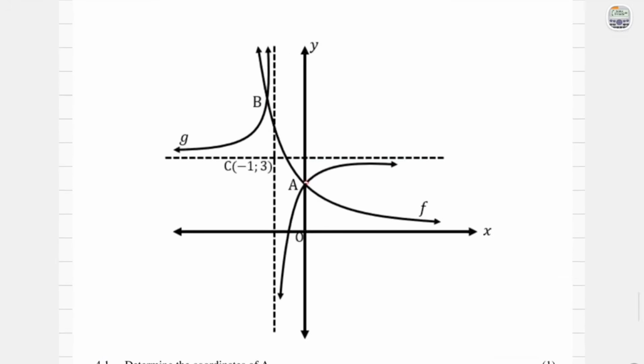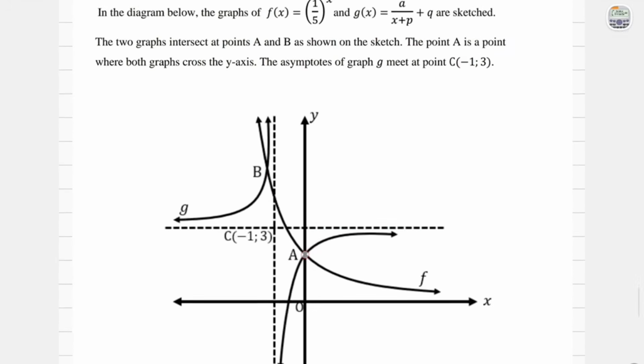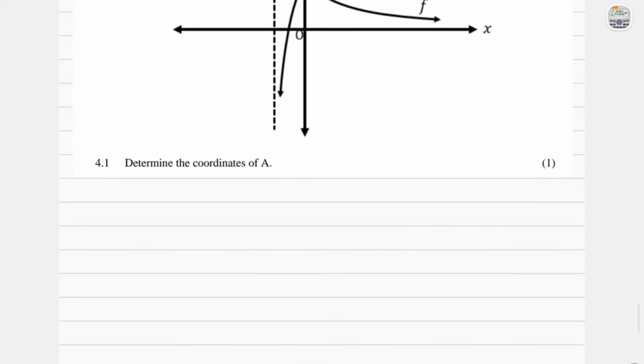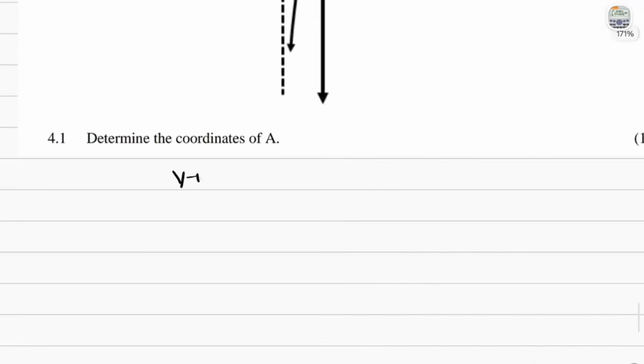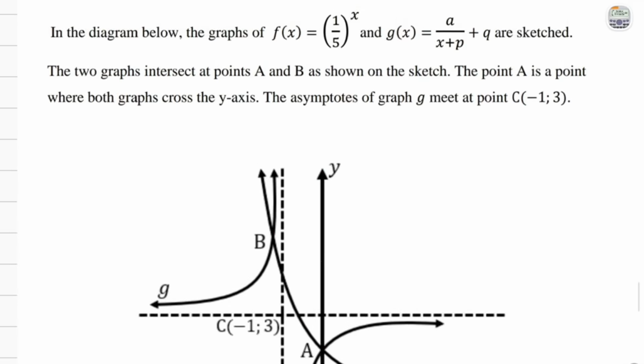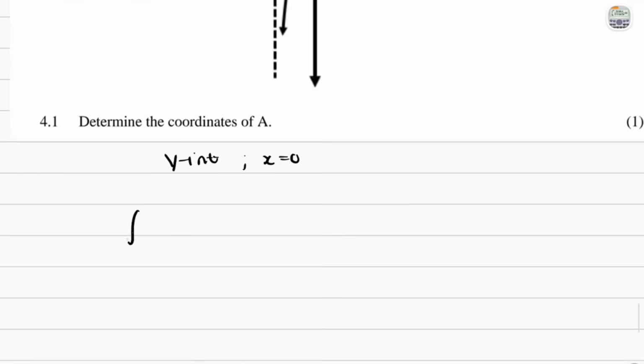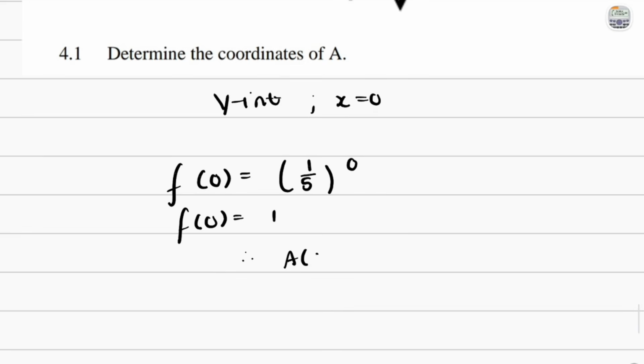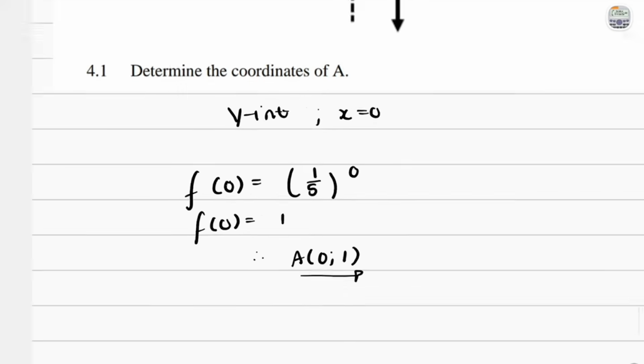So we can see that A is the y-intercept of both graphs, and we may not have the equation of G, but we do have the equation of F. So we can find the y-intercept of this equation. To find the y-intercept, you simply make x equal to 0. So we're going to take the graph of f of x, and we're going to say f of 0, in place of x we substitute 0, and we'll say 1 over 5 raised to the power of 0. Anything to the power of 0 is 1. So this is 1. And therefore that point A is simply x value is 0 and the y value is 1. And that is our answer.